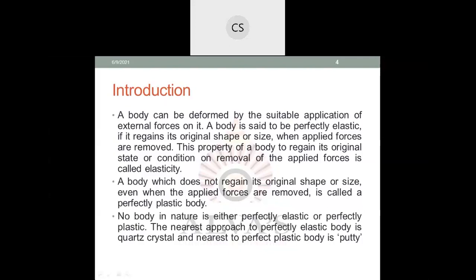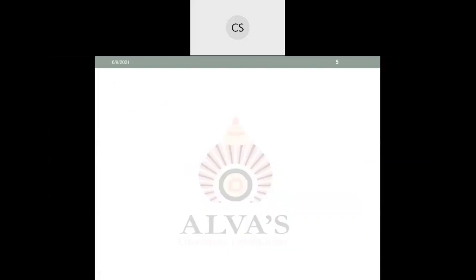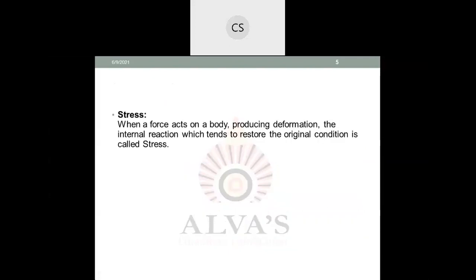Now let us see what exactly stress is. What exactly is stress? When a force acts on a body producing deformation, then what exactly happens? What exactly happens?